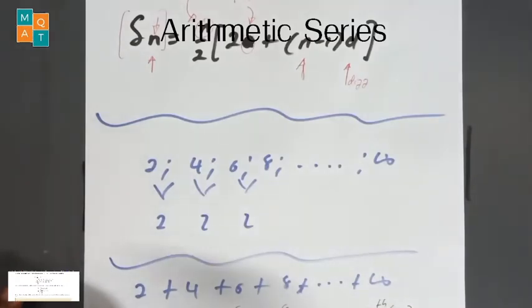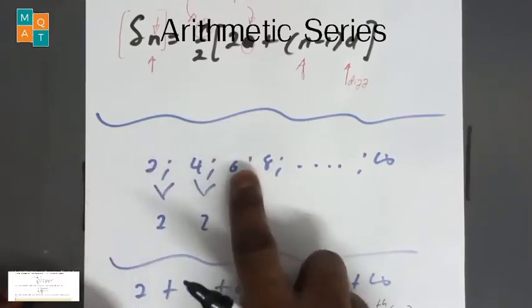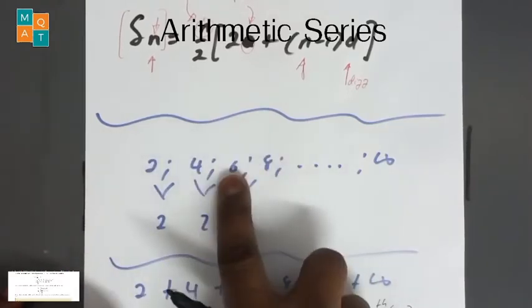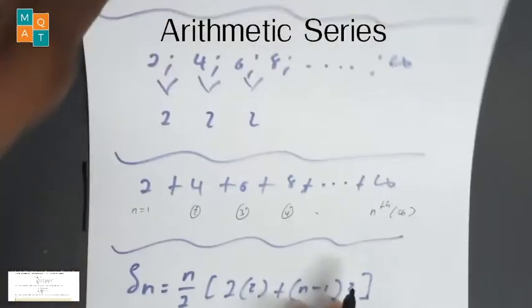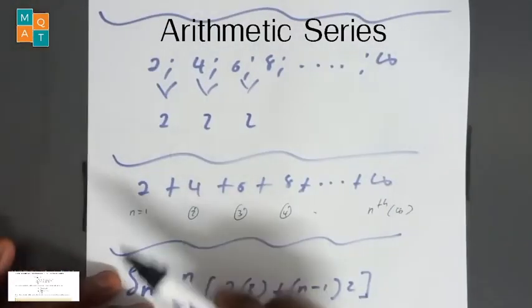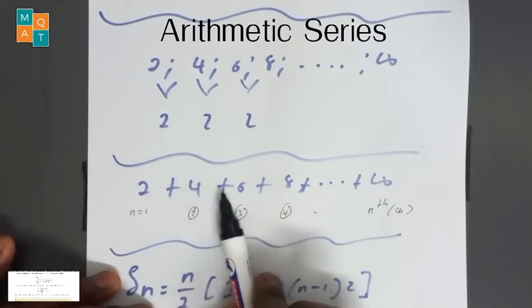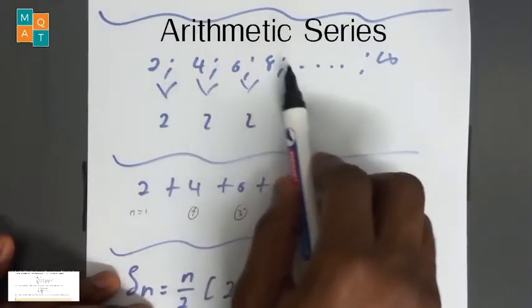Now, let's confirm that this is actually an arithmetic sequence. Well, 4 minus 2, 6 minus 4, 8 minus 6 are all equal, and all are 2. So this is an arithmetic sequence. What if now we want to add the terms? We don't just have commas going forward, we are actually summing them: 2 plus 4 plus 6 plus 8.